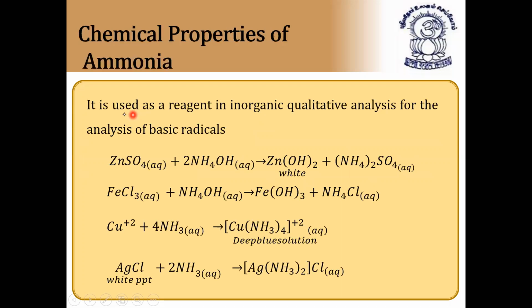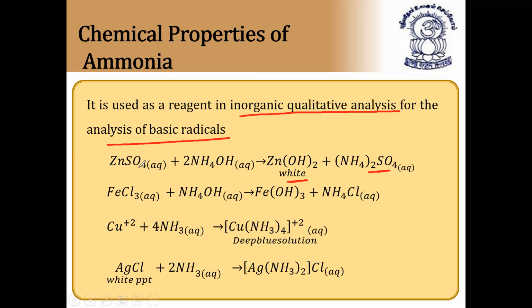Next, chemical properties of ammonia. Ammonia is a very important compound. It is used as a reagent in inorganic qualitative analysis for the analysis of basic radicals. Zinc sulfate on reaction with ammonium hydroxide forms zinc hydroxide, white in color, and aqueous ammonium sulfate. So if we take zinc sulfate along with ammonium hydroxide, it forms a white precipitate due to the formation of zinc hydroxide. So it is used for testing basic radicals.